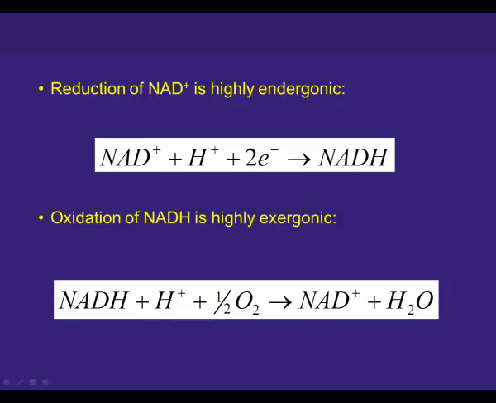This slide is showing the chemical equation for the reduction of NAD to NADH, and at the bottom, the oxidation of NADH to NAD. These reactions involve much more energy transfer than ATP, where the change in free energy was negative 7.3 kilocalories per mole for ATP hydrolysis. In comparison, the change in free energy for the oxidation of NADH releases about 50 kilocalories per mole. So this is a much higher energy compound than ATP.